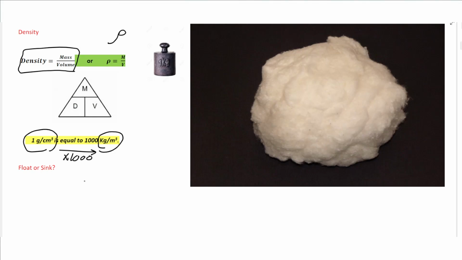So if you have something that is less dense than a liquid that it is floating on, the object will float. If the density of the object is less than the density of the liquid, the object will float. If the density of the object is more than the density of the liquid, the object will sink.